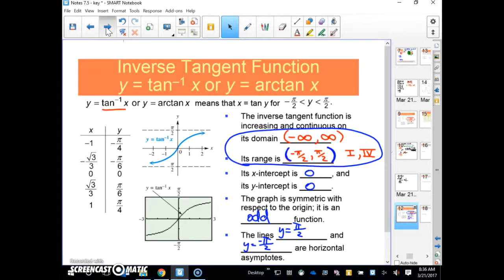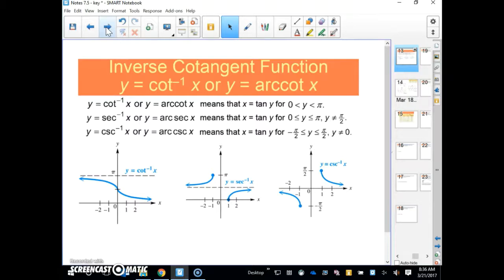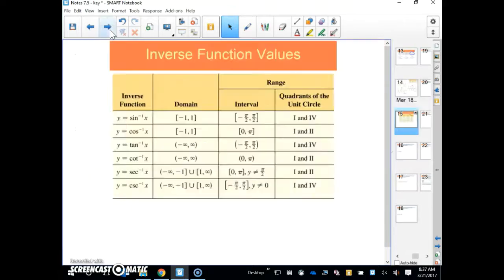Okay. So then they just lump all three of the others together. You've got inverse cotangent, inverse secant, and inverse cosecant. So they don't get their own slide. They put all three together, and they're giving you the ranges there. These are the ranges, and that's going to be important. But I think it's a lot easier to see if you look at this chart.